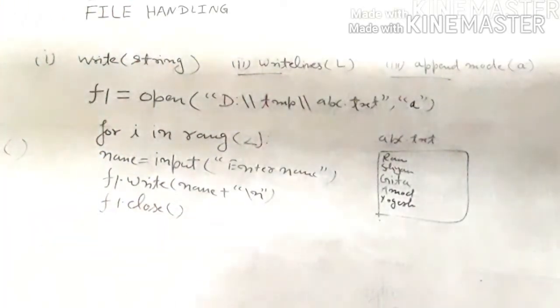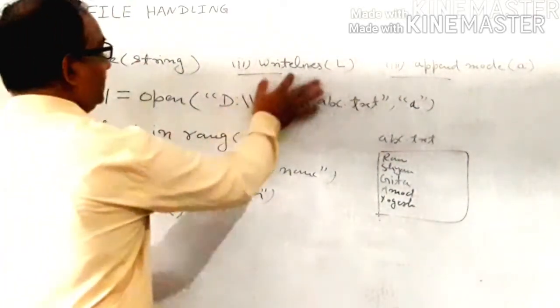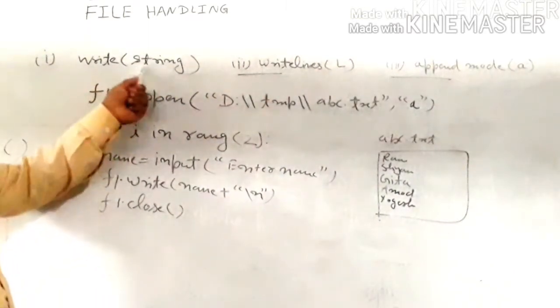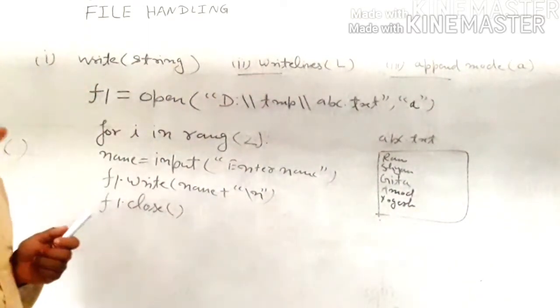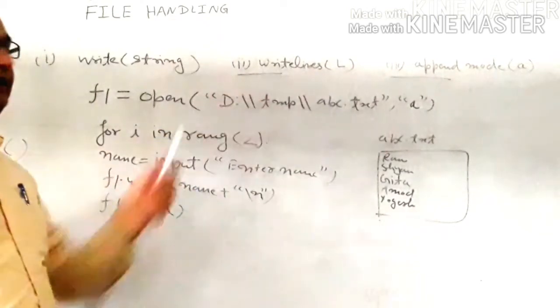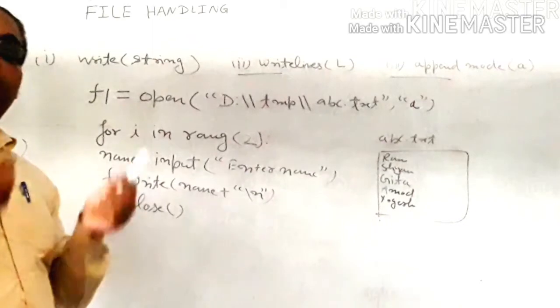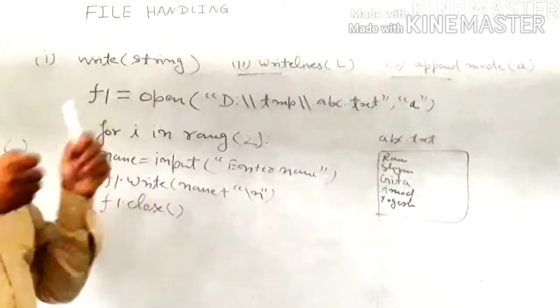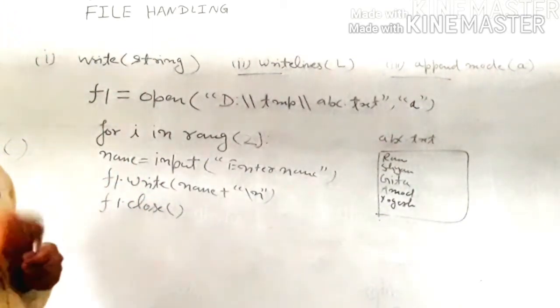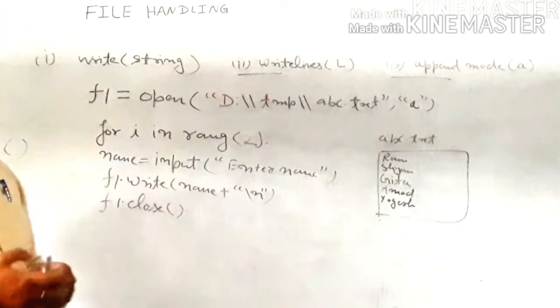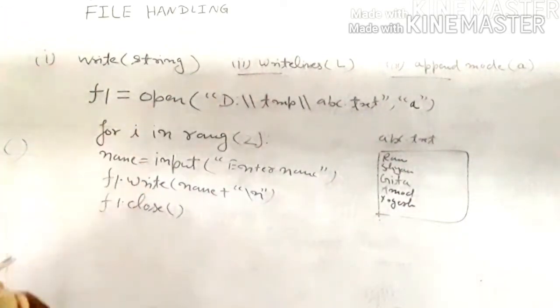Now next point, we come to writelines. What is the use of writelines? The write function writes only one string at a time. But with writelines, you can keep lots of information, lots of text, in a list, and then write that information. If you want to write more than one text, you can use writelines.